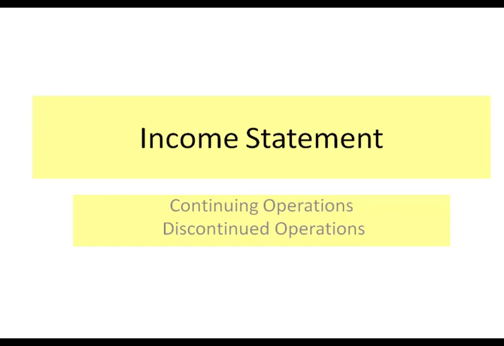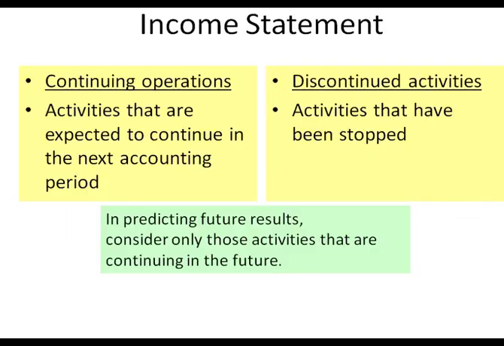This is a presentation about the corporate income statement and the two classifications found there, continuing operations and discontinued operations. Both of these classifications are shown on an after-tax basis on our income statement. The continuing operations are those activities that are expected to continue and generate revenue into the future, that is, into the next accounting period, whereas discontinued activities are those revenue-generating activities that we stopped or terminated during the current period.